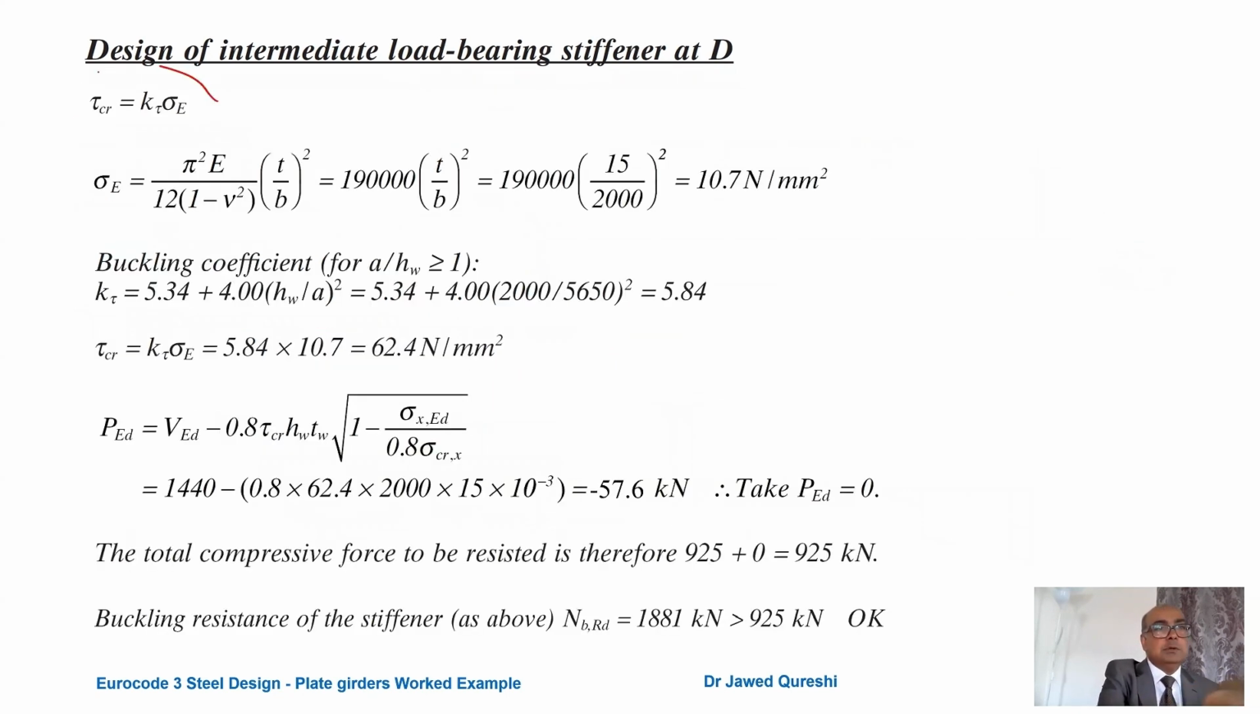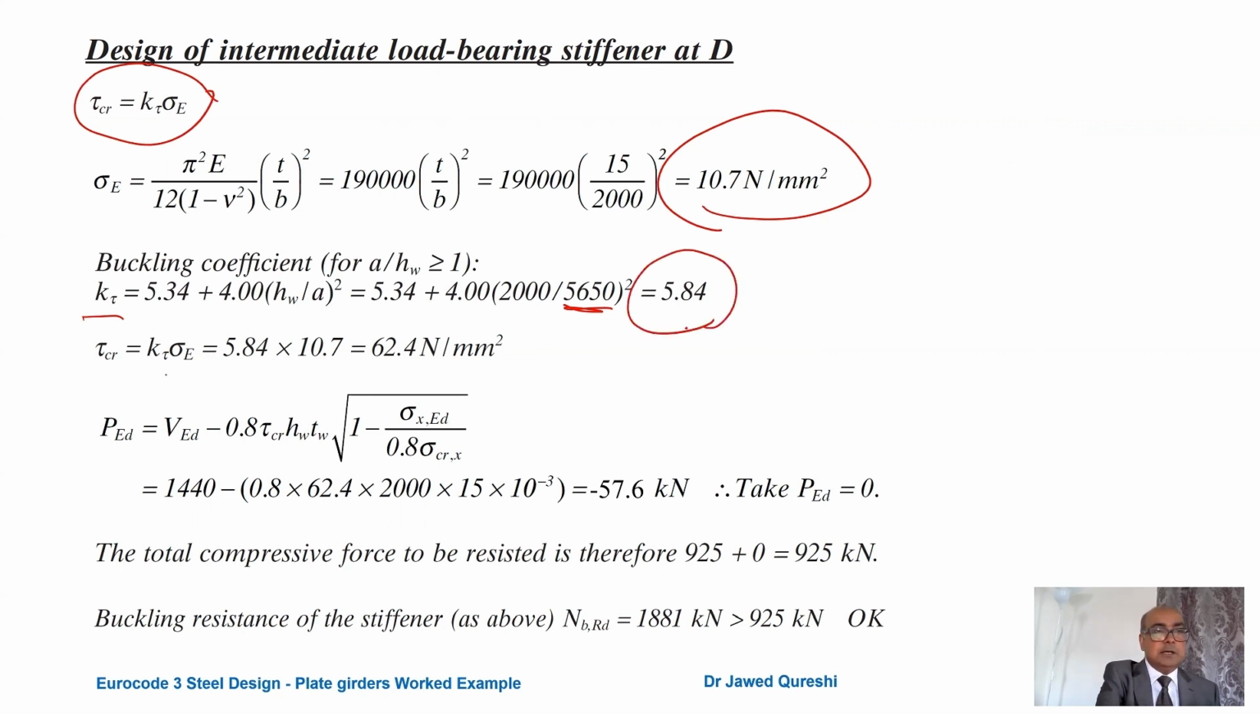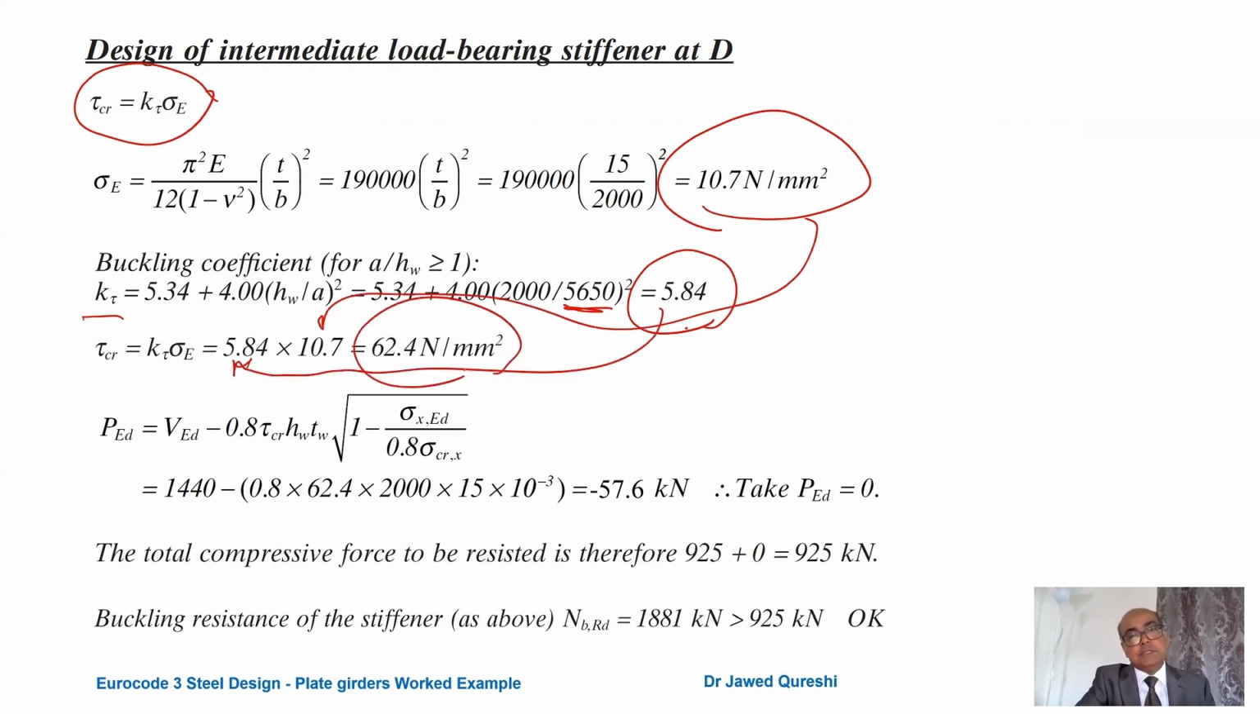In the same way, I will find out tau_cr. Sigma E is the same as before, and k tau, because a has changed, so let us see if there is a difference in value or not. So k tau comes out to be 5.84. Tau_cr is k tau into sigma E. Sigma E comes from here, k tau comes from here. If we put all these values, we get tau_cr as 62.4 newton per millimeter square. If I put all these values, V_Ed 1440.8, tau_cr we found out earlier, h_w 2000, t_w is 15, I am getting minus 57.6 kilonewton, but this is negative, so it cannot be a negative value. That means that the compressive force due to the tension field will be equal to 0.